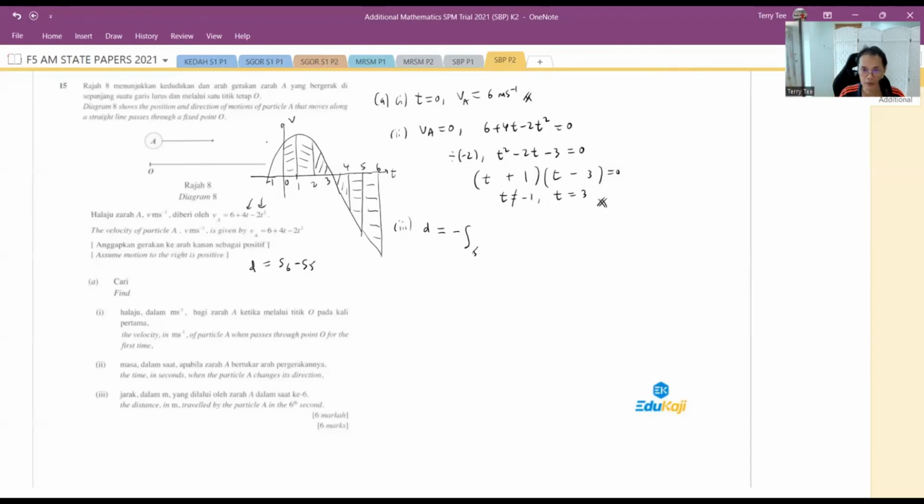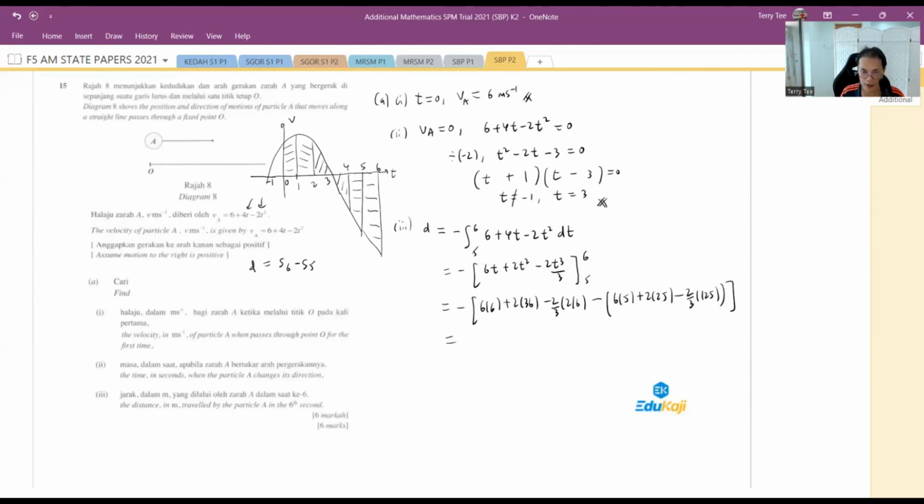I'm going to integrate from 5 to 6. My velocity function is 6 plus 4t minus 2t squared. As I integrate this, I get 6t plus 2t squared minus 2t cubed over 3, from 5 to 6. Let's put 6 inside. This is 6 times 6. 6 squared is 36. 6 cubed is 216, minus 6 times 5. 5 squared is 25. 5 cubed is 125.